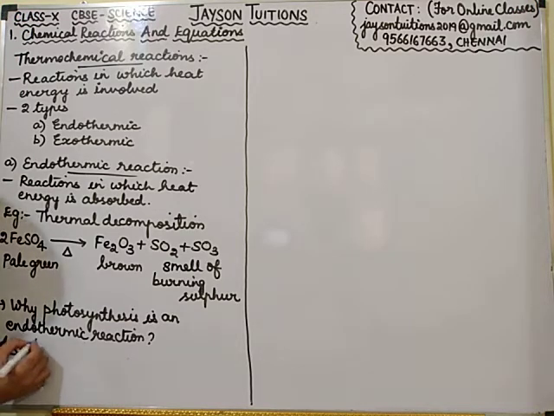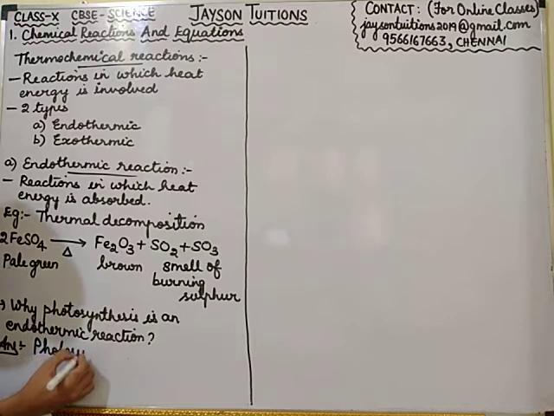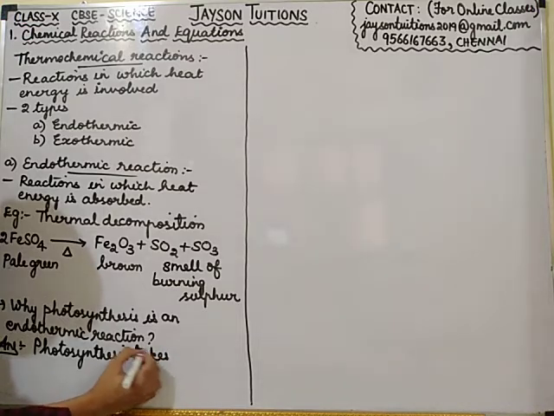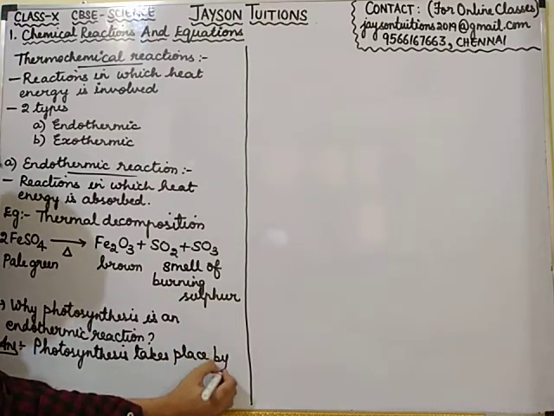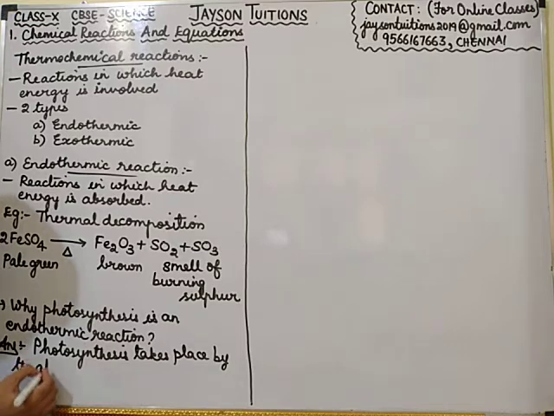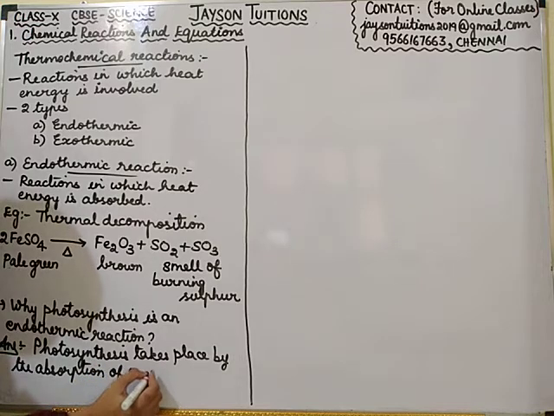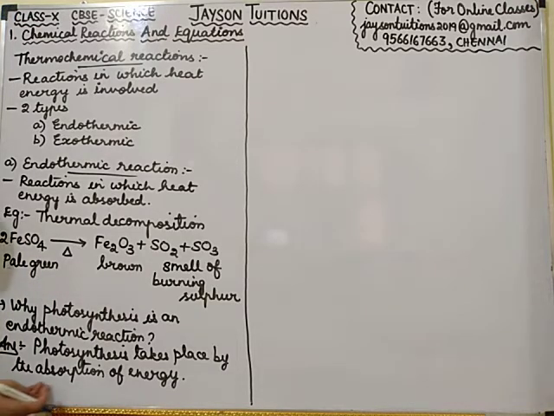So what answer will you write? Photosynthesis takes place by the absorption of energy, and that is why it is coming under endothermic reaction. If you want, you can also write the equation for photosynthesis which you have studied in your biology. So we have completed endothermic.